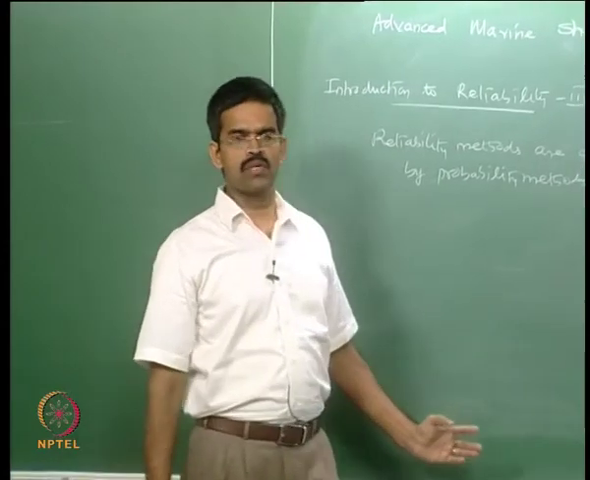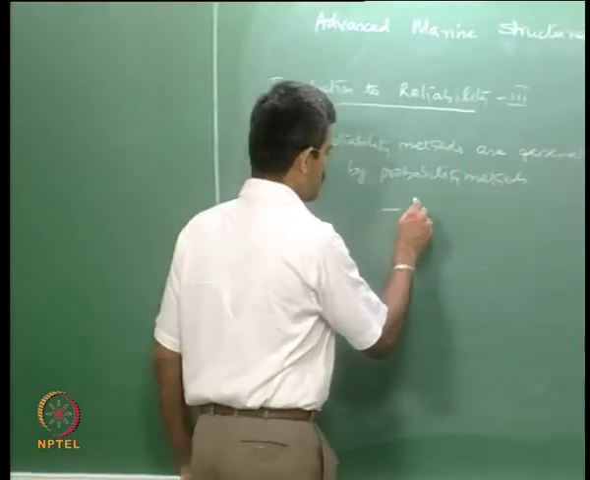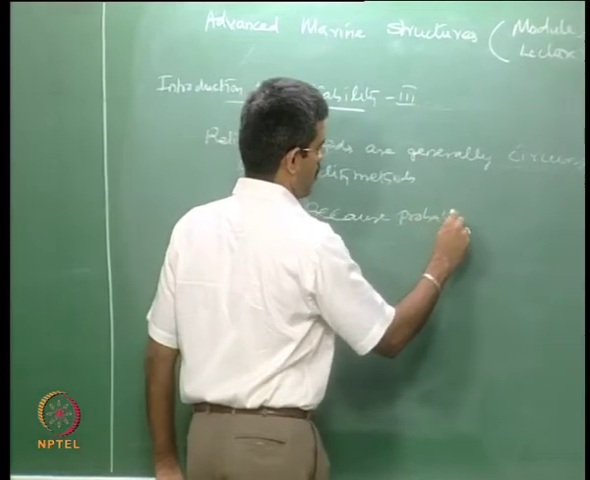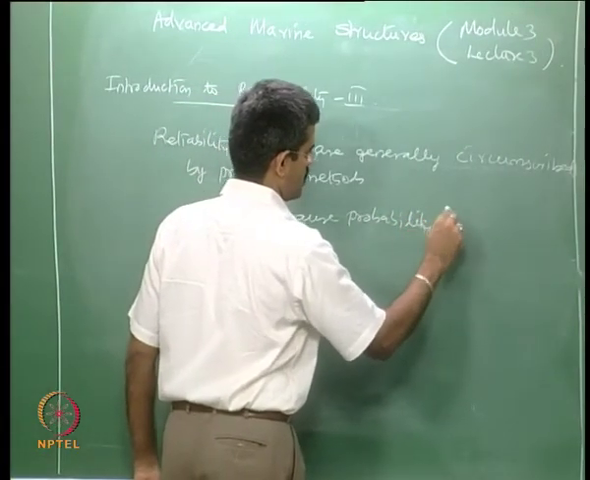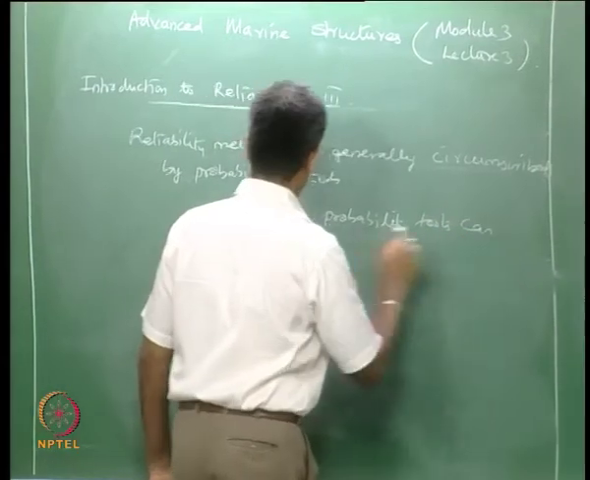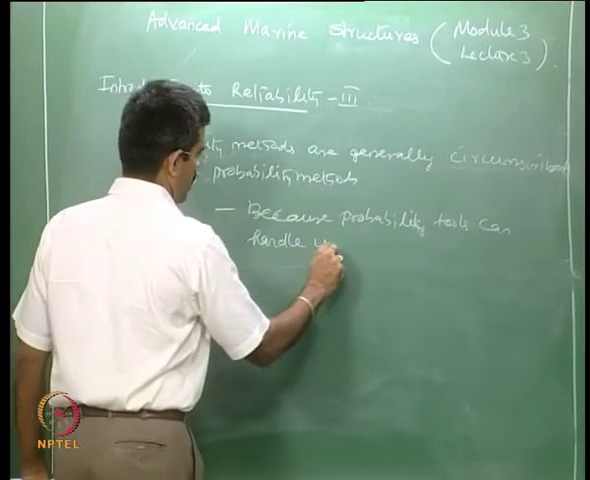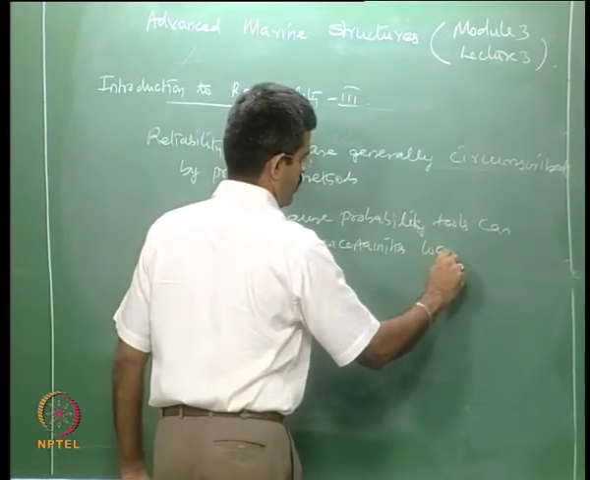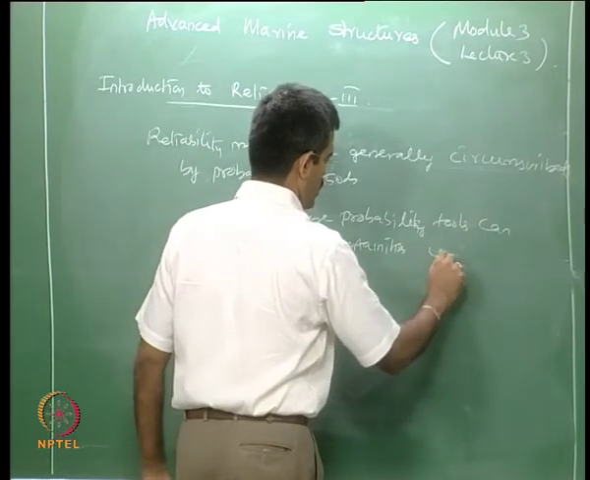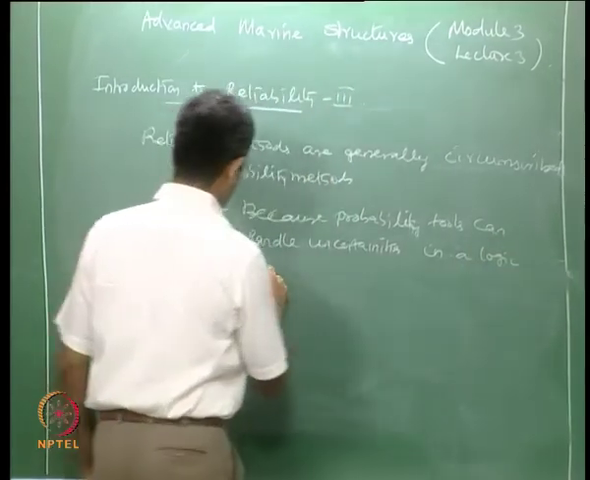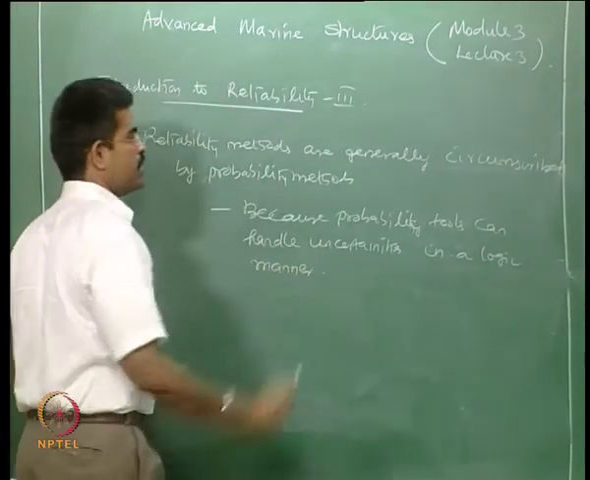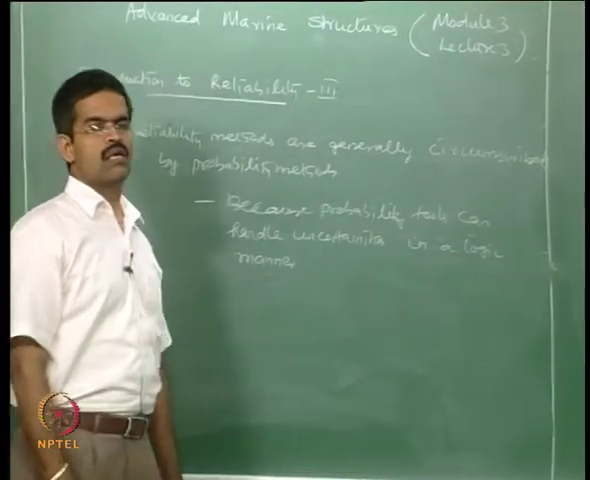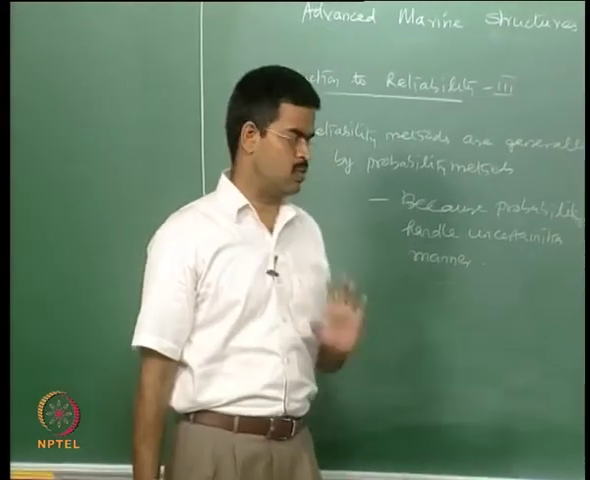We all know the answer to this question, but still try to answer it, because probabilistic tools or probability tools can handle uncertainties logically, in a logical manner. They are capable of handling uncertainties in a very logical manner. Therefore, generally reliability methods are circumscribed using probability tools.